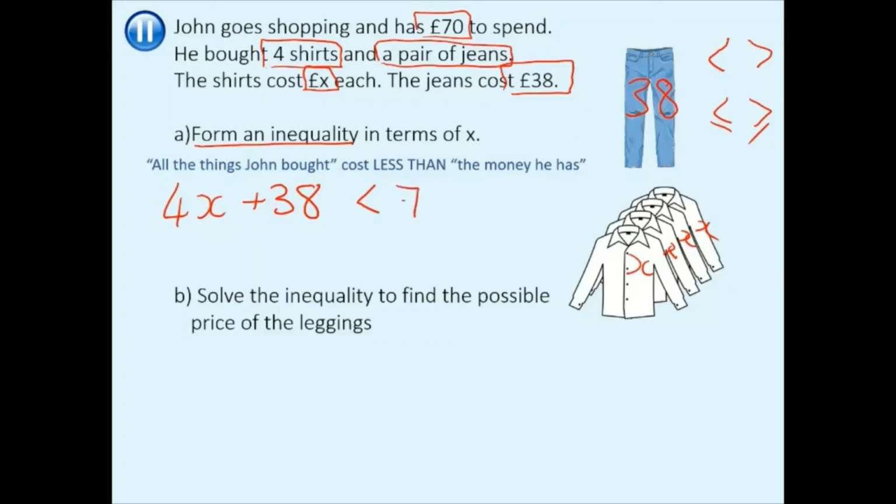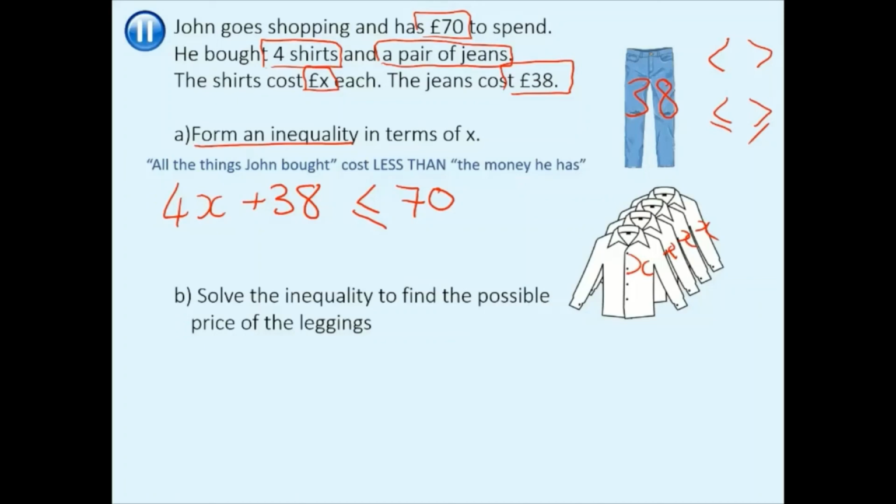Well, we know how much he has. He has £70. Now, when you go shopping, you can spend up to the amount you have. In this case, he has £70. So he must have spent less than or exactly £70. Okay, so I can have the equals in there as well, like that. Then that's the first part done.